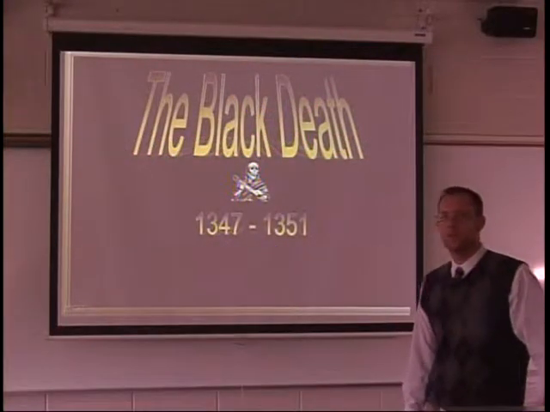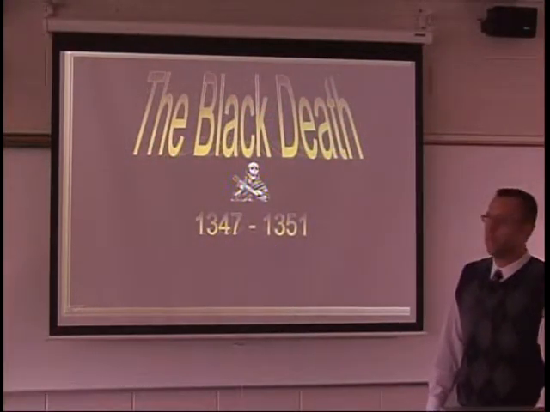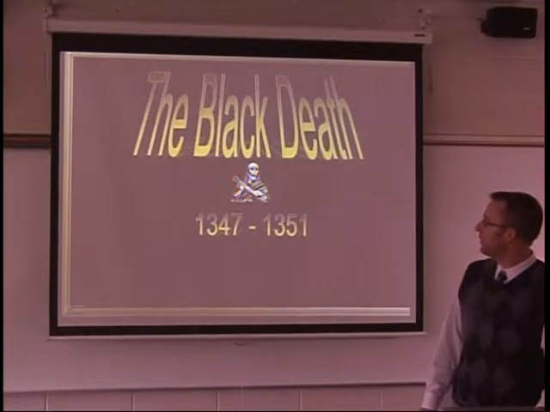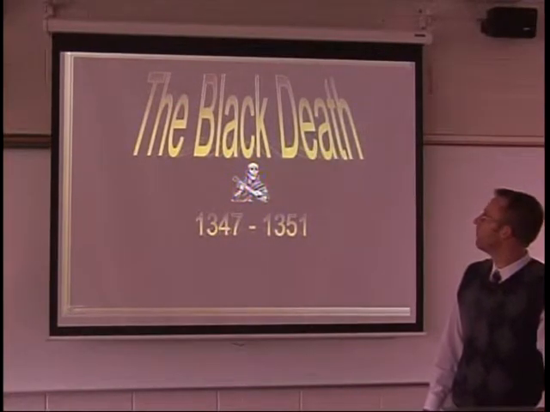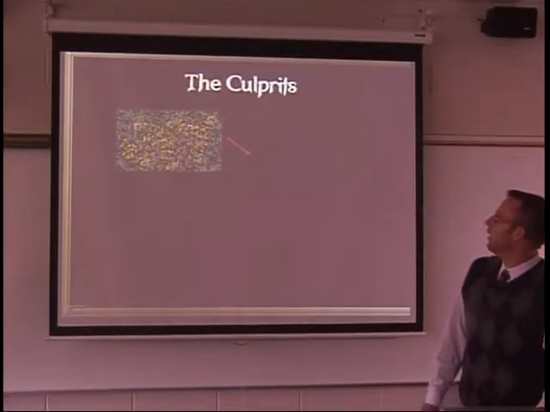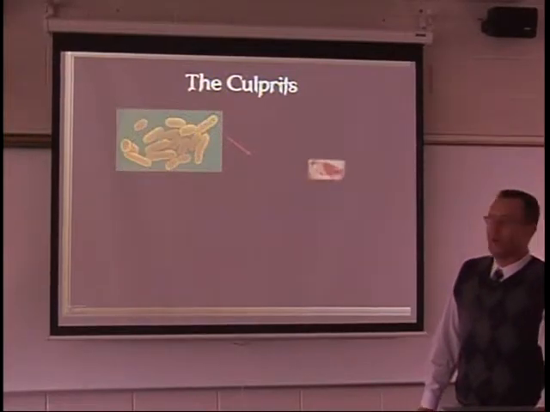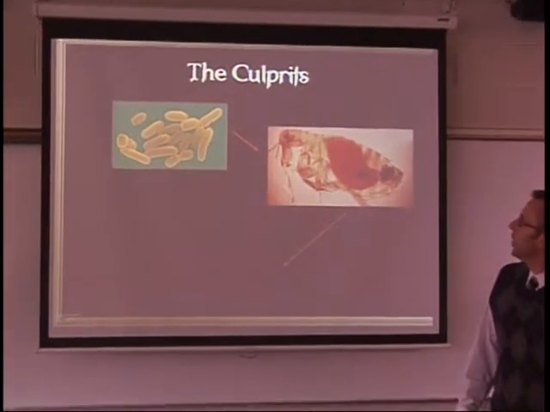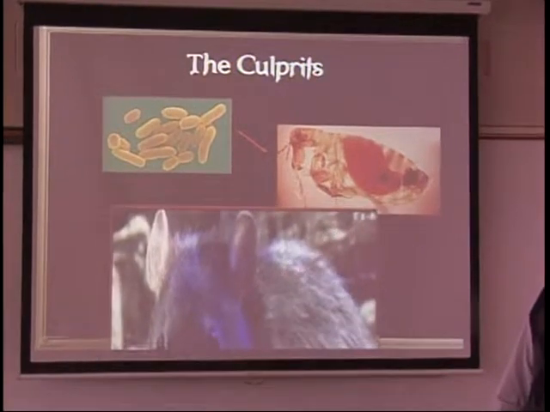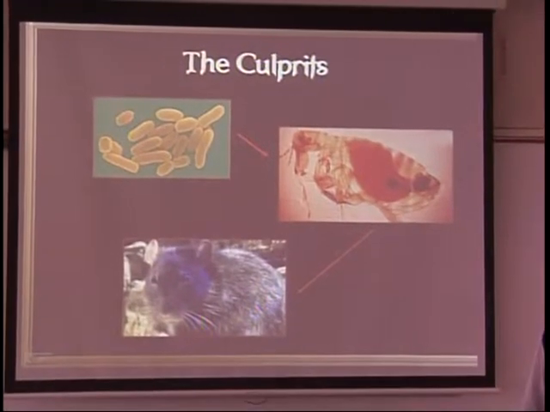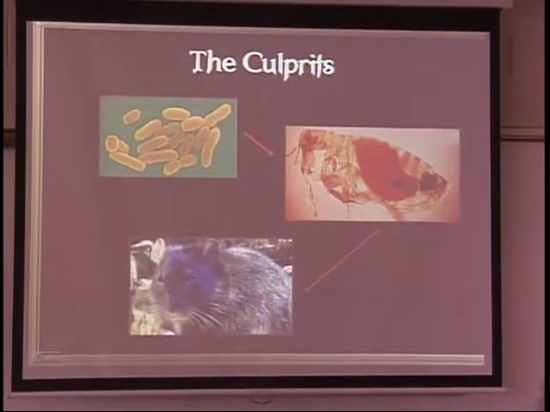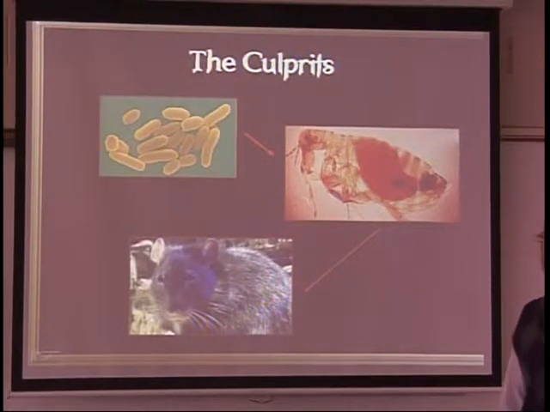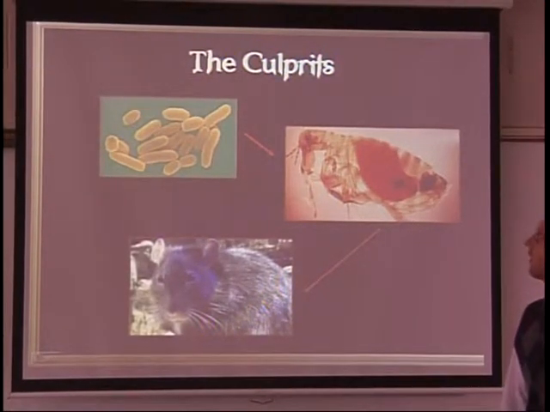Good morning. Today we're going to be talking about the Black Plague, or the Bubonic Death of 1347 to 1351. What caused the Black Death? Our culprits here are little tiny fleas which lived on rats and carried the disease itself. You'd never think that something that small could wreak such havoc.